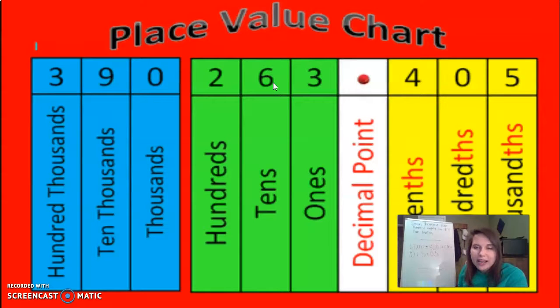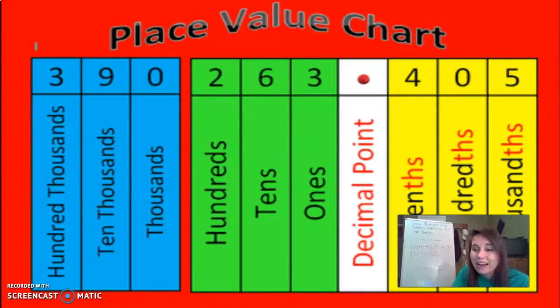And what value would that have? 6 tens would be the same as 60. And I know that if I skip count by tens 6 times: 10, 20, 30, 40, 50, 60. Okay, what number is in the 10,000s place?